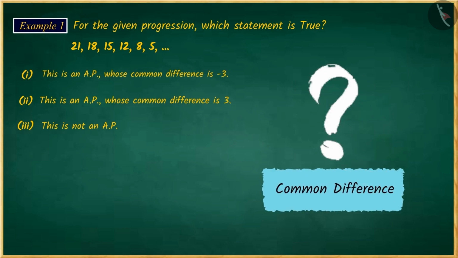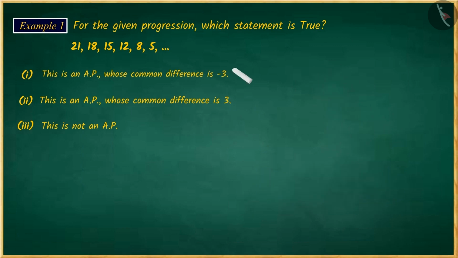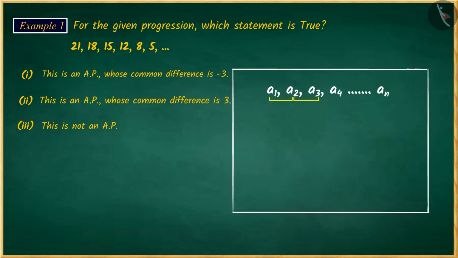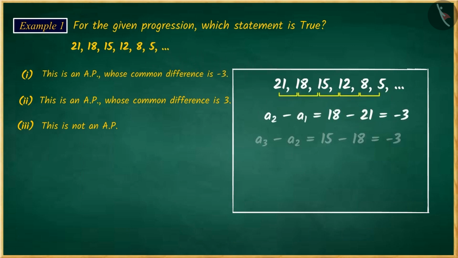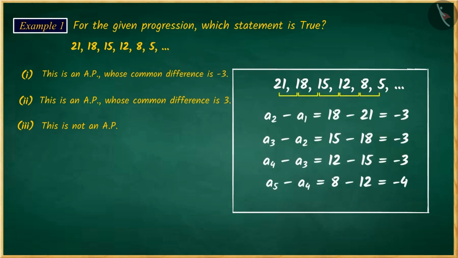Can you tell me what is the common difference? The difference between any two consecutive terms of an arithmetic progression is called the common difference. So, let's find the common difference of this series. If we find the difference between any two consecutive terms, then you will see that the difference between any two consecutive terms is not the same in all the cases, because of which this will not be an AP. Hence, option 3 is the correct answer.